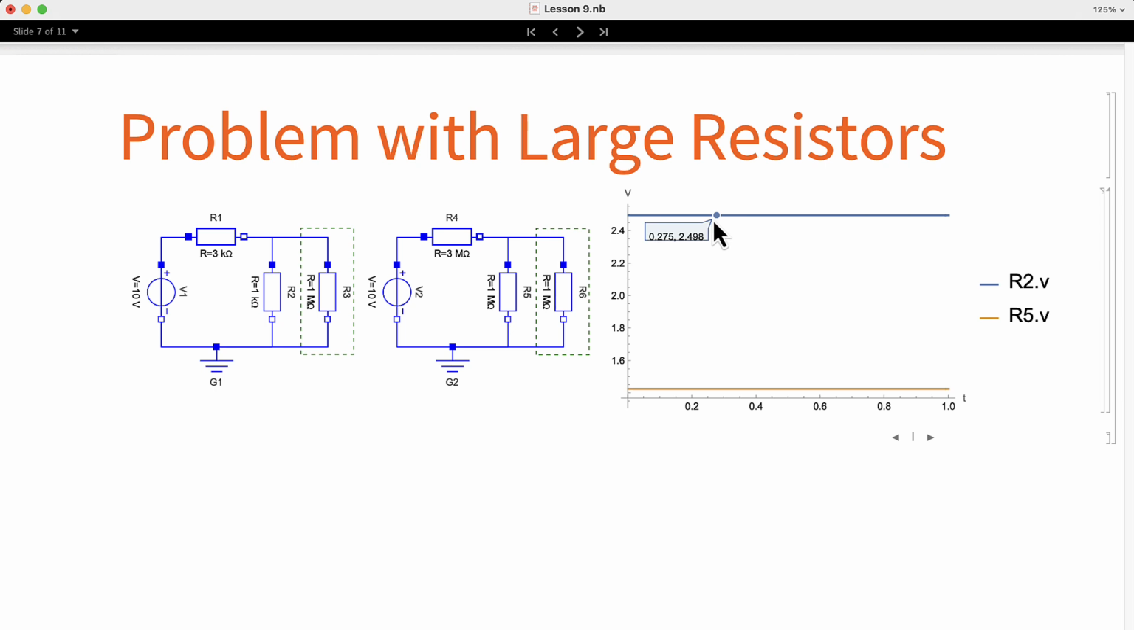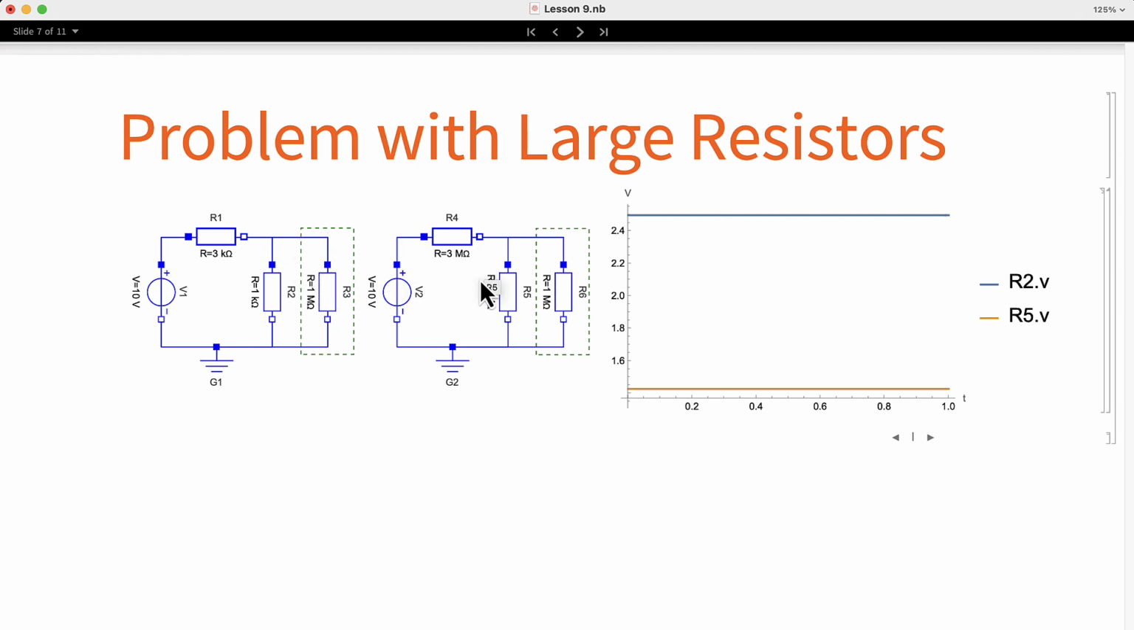The blue one is from the circuit in the left, the one with 3 and 1 kilo ohm resistors, and we can see that the value is 2.49 volts, which is very close to the 2.5 volts that we designed it for. The reason why it is not exactly 2.5 is because these two resistors are connected in parallel. Therefore, the equivalent resistor value is a little bit below 1 kilo ohm. It is not much because this one is quite large, so that means that there is a little bit of current flowing into this direction.